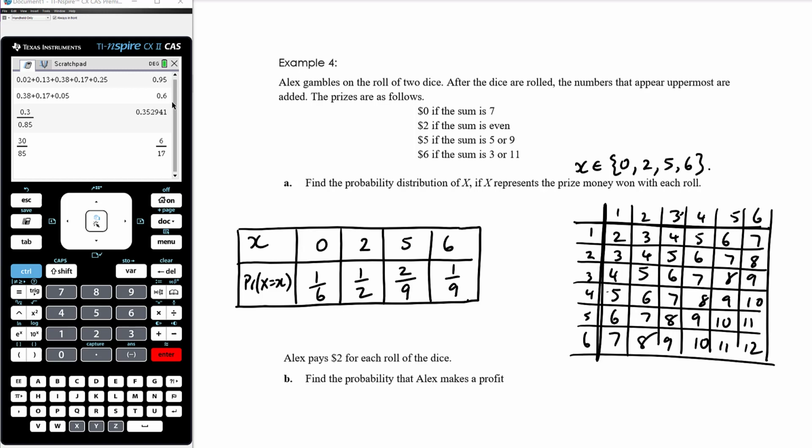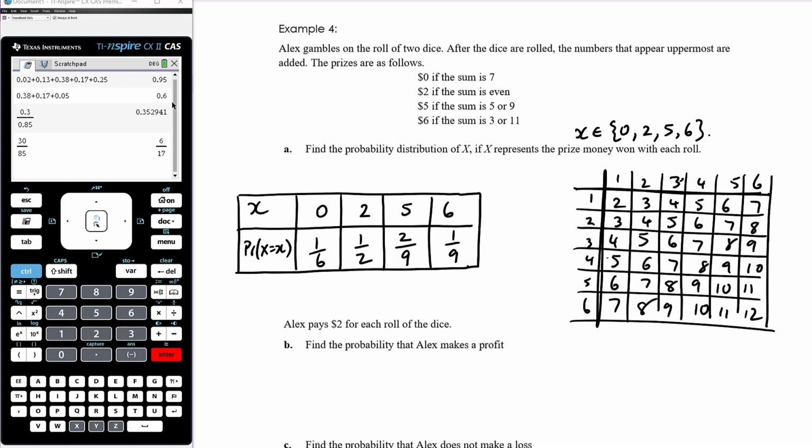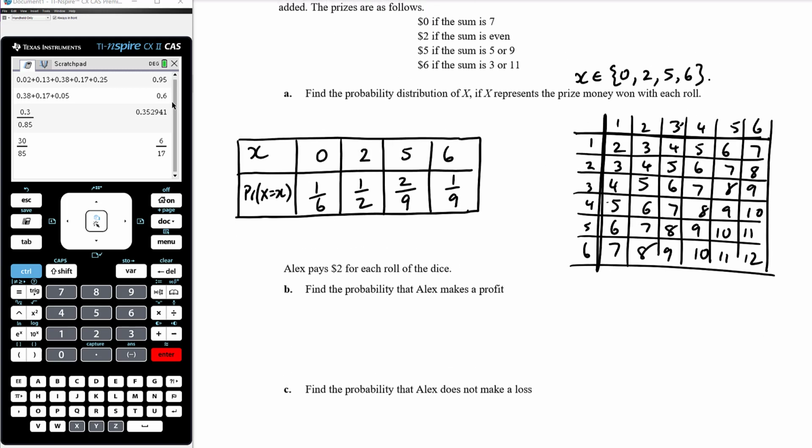Okay, we should check that our probabilities add up to 1 just to be sure. So what's our common denominator here? 18ths. So that's 3/18, that's 9/18, that's 4/18, and that is 2/18. 3 plus 9 is 12, plus 4 is 16, plus 2 is 18, so 18/18. Good. Okay, Alex pays $2 for each roll of the dice. So this is what he would win, but he has to pay $2 to play.